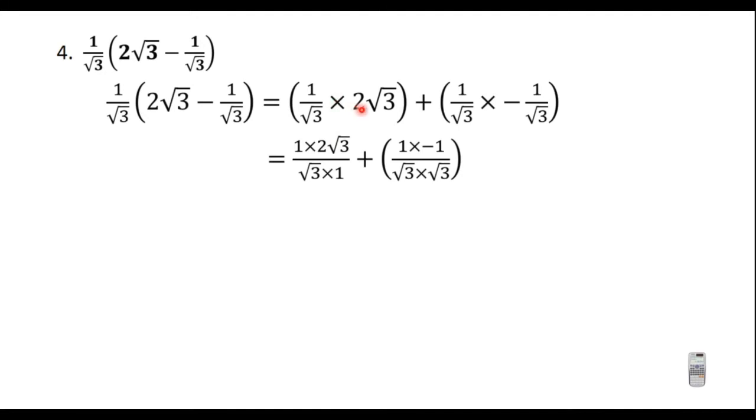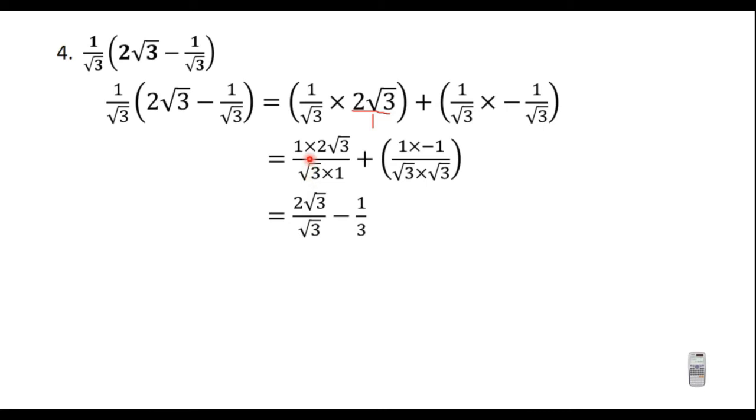So 1 times 2 root 3 divided by square root of 3 times 1, since this whole place is being divided by 1, so this will give us 1 times 2 root 3 here, then square root of 3 times 1, just as we did when we were doing fractions. Then plus, we are treating what is inside the bracket here, so 1 times negative 1 as the numerator, then square root of 3 times square root of 3 as the denominator.